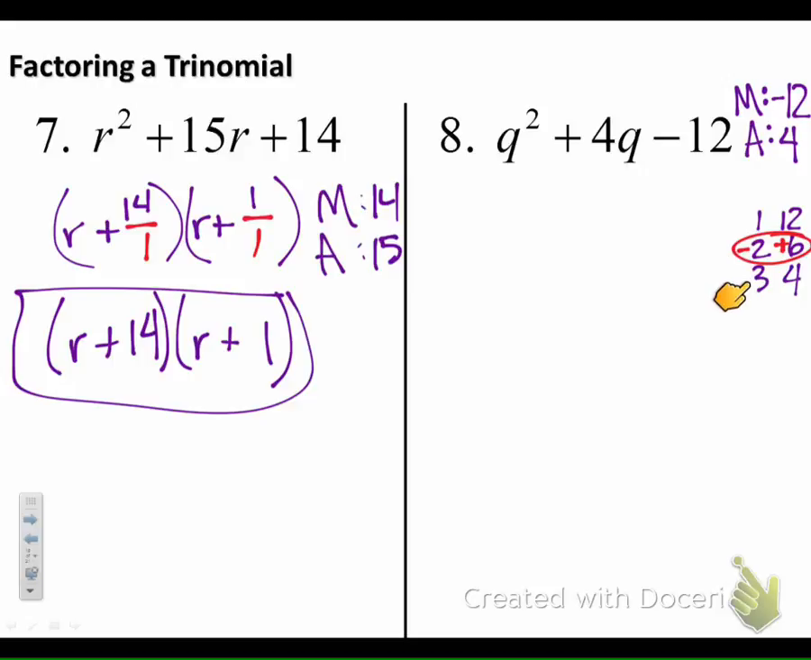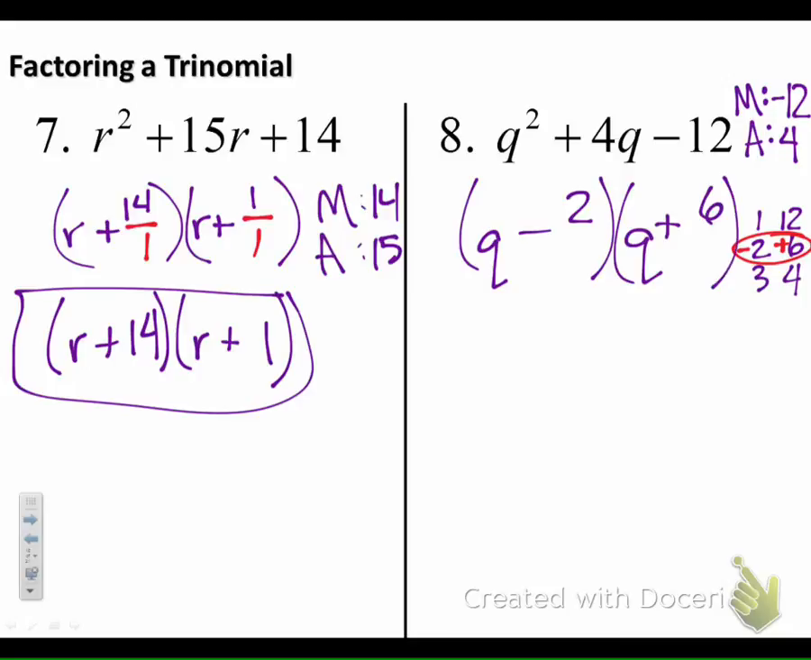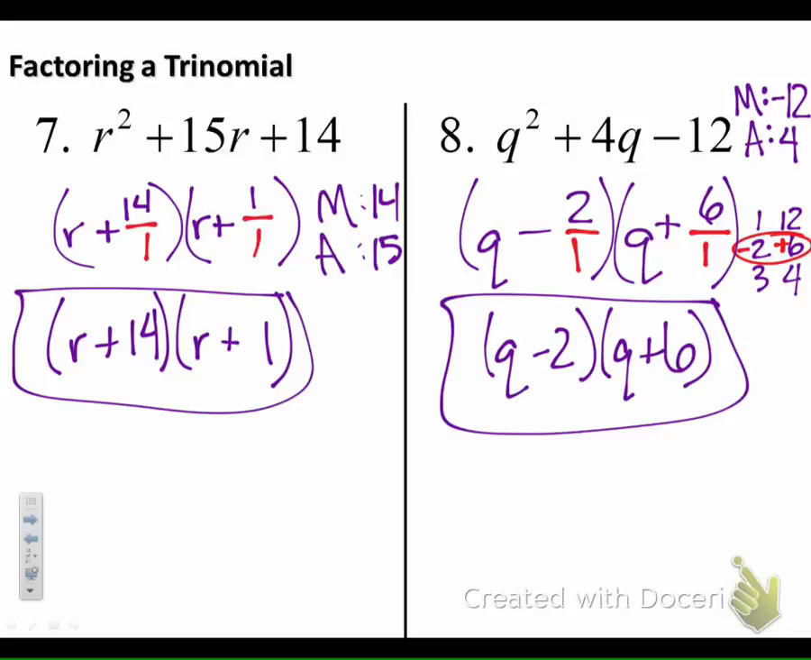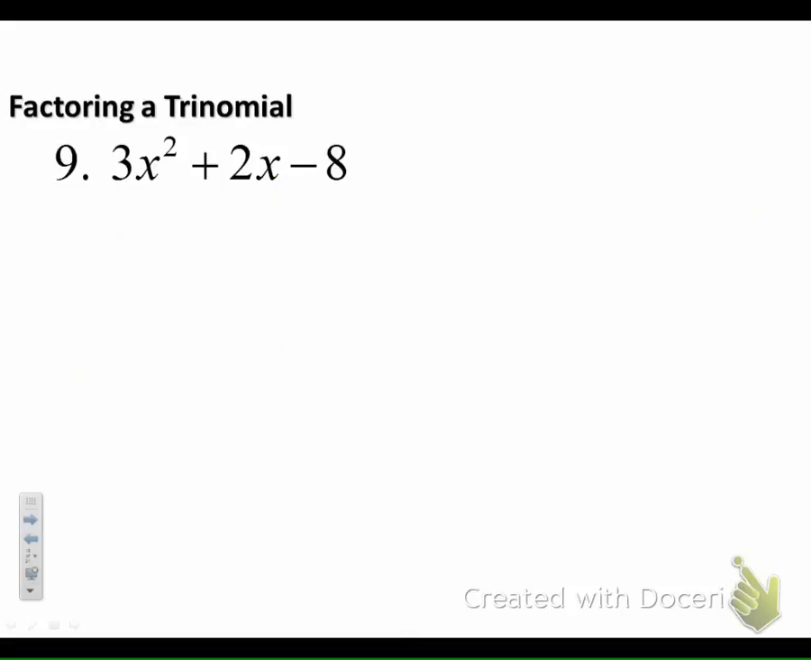So if I go through and list my factors, -2, +6, I've got q -2, q +6. You could take the option of dividing by the leading coefficient 1. We've got 2 more. So we will have to take note of that leading coefficient.